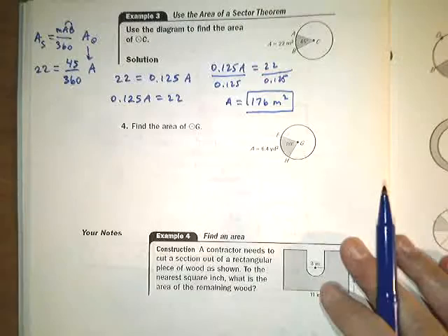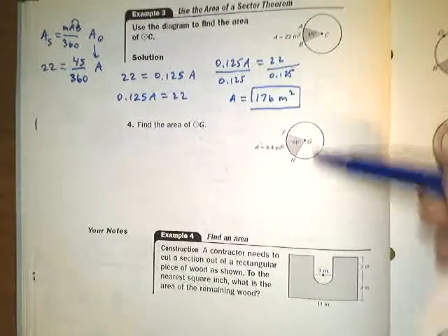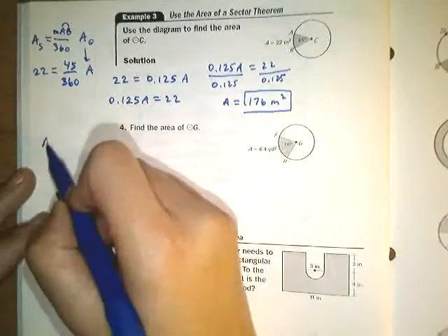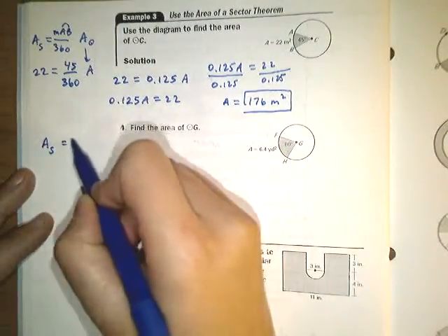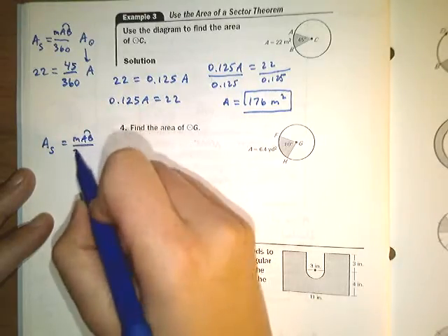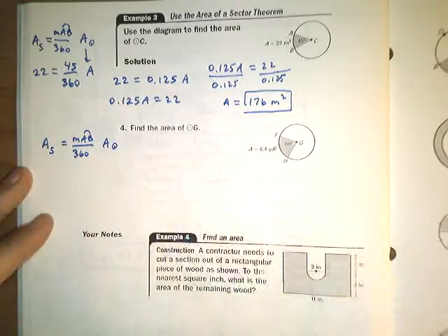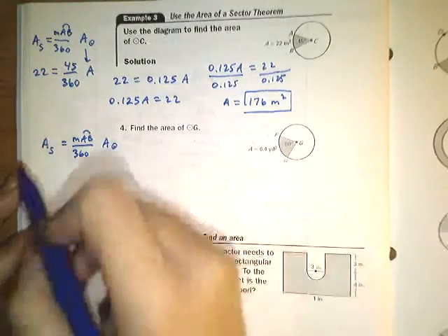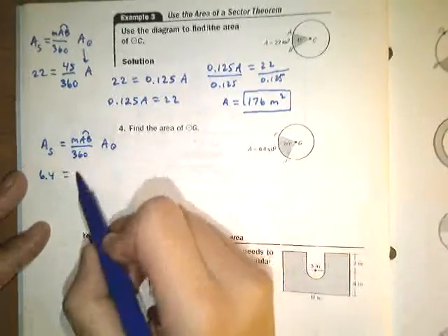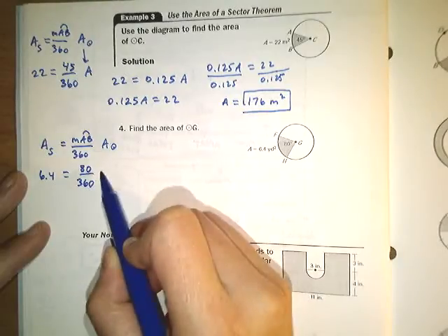The same basic idea applies. Down here they want you to find the area of the entire thing. They give you the area of the sector and the degree of the sector. So the area of the sector equals the measurement of the arc in degrees divided by 360 times the area of the entire circle. So 6.4 square yards is the area of the shaded region, and they're telling me that's an 80-degree portion out of 360 for the whole circle.